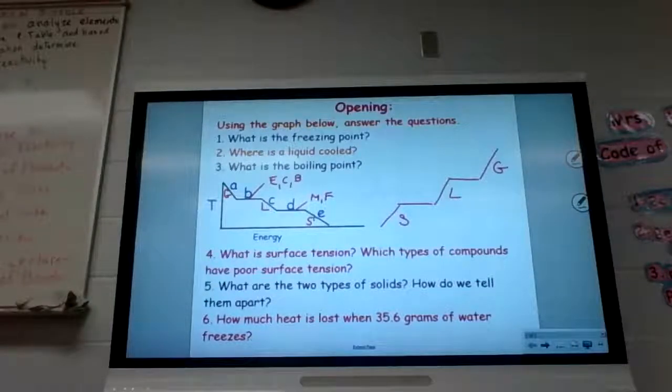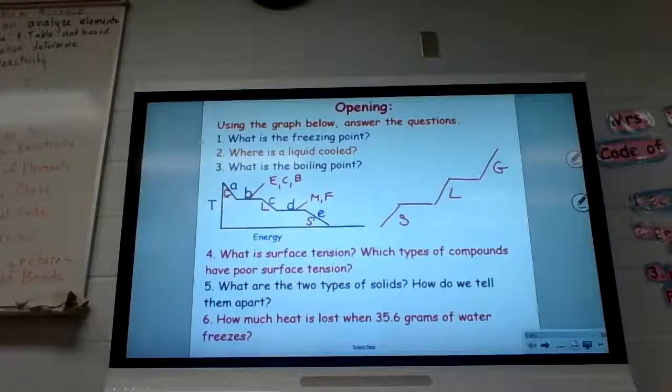So number 4. What's surface tension? It's the force that holds adjacent molecules together. What types of compounds have poor surface tension? Non-polar. I put polar, but now it says poor, so non-polar. All right, what are the 2 types of solid?